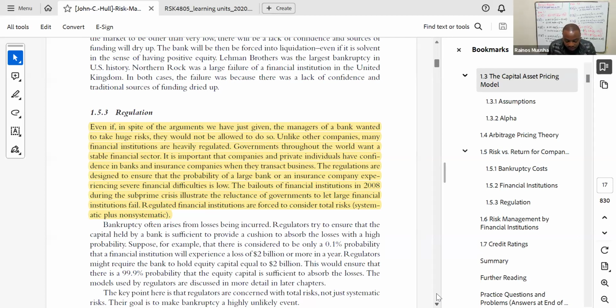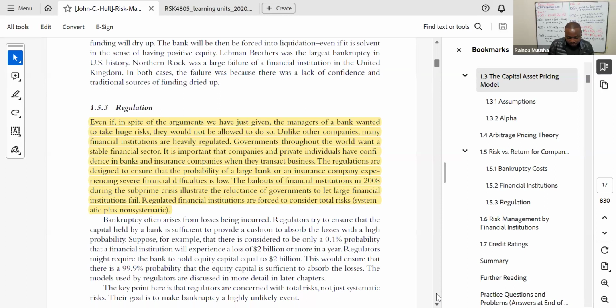Then they also say regulated financial institutions are forced to consider total risk. Which means when it comes to financial institutions that are being regulated as well, they are not only going to be worrying about systematic risk, they also need to take into account unsystematic risk as well.